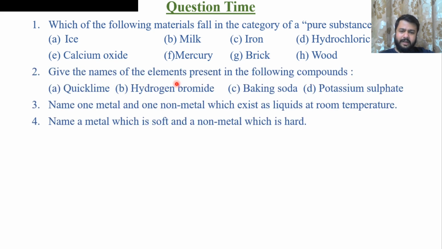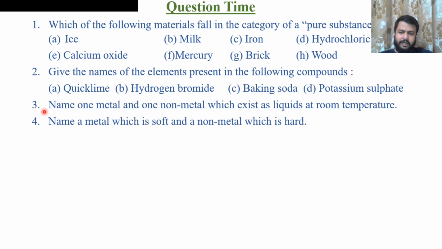Give the name of the elements present in the following compounds. Quicklime, that is calcium oxide: calcium and oxygen are the elements present in quicklime. Hydrogen bromide: hydrogen and bromine. In the case of baking soda, this is your homework. Potassium sulfate: potassium, sulfur and oxygen are present as chemical constituents of that compound. So baking soda is your homework.